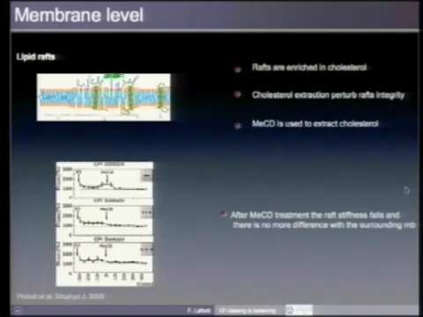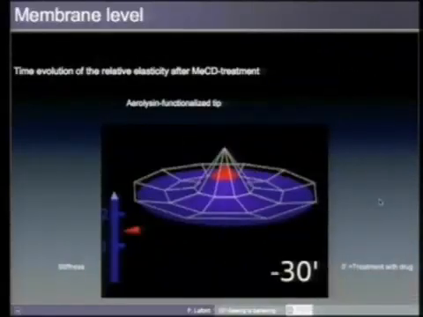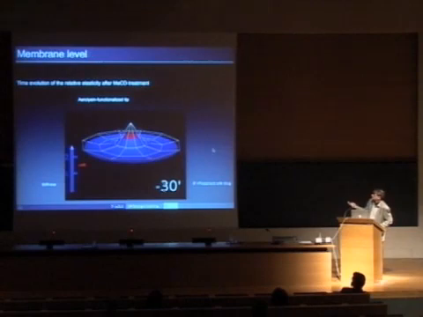So after destroying this raft, there are no differences in stiffness between these pieces of membrane into which you have these GPI anchor proteins and the rest of the membrane. Maybe it's easier to understand here, where the cursor indicates the stiffness. Here, this means that there is no difference between this pixel where you have the protein. You have to imagine that here you will have the cantilever, and here the aerolysin binding the GPI anchor protein, and here is the surrounding membrane.